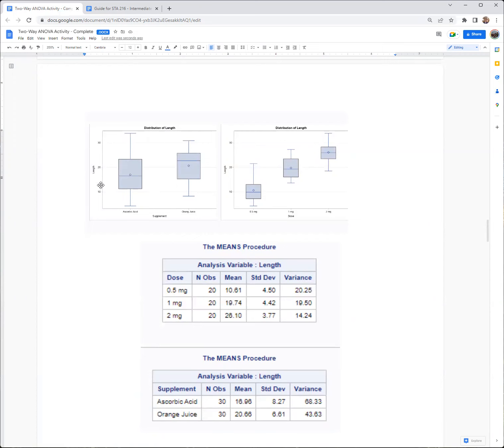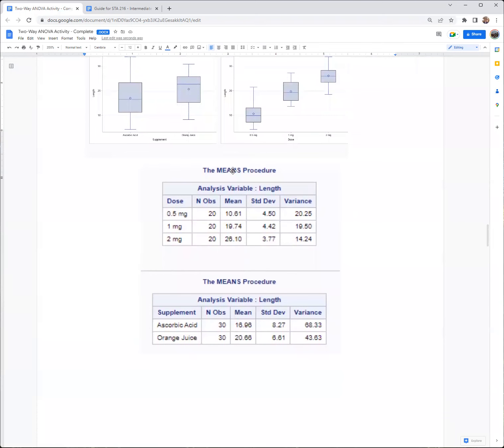And for orange juice versus ascorbic acid, it looks like orange juice had maybe higher or longer odontoblast lengths on average for the guinea pigs given orange juice as compared to ascorbic acid. We can see that's the case in the tables we get from proc means, from the means procedure. Orange juice had higher average, and then the higher the dosage, the higher the average odontoblast length.